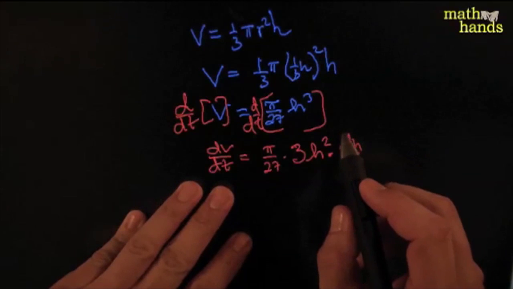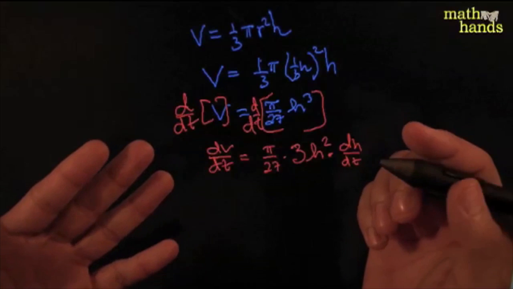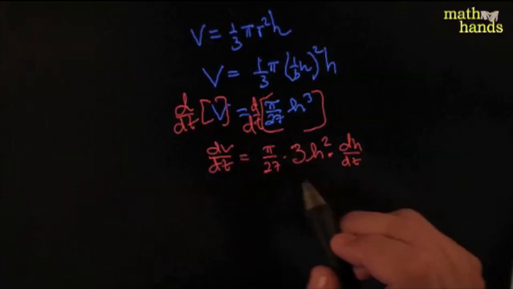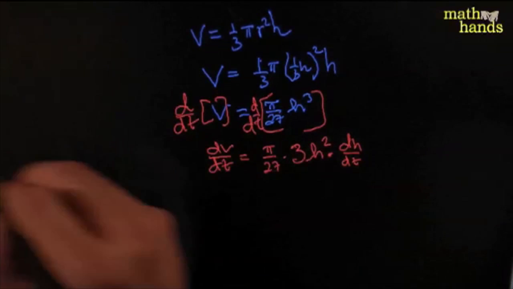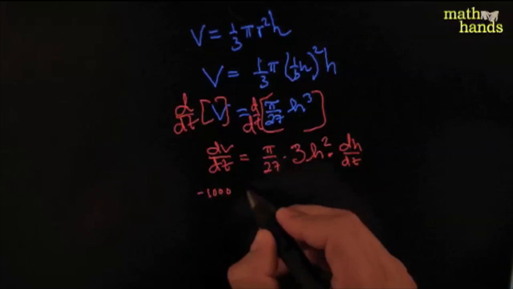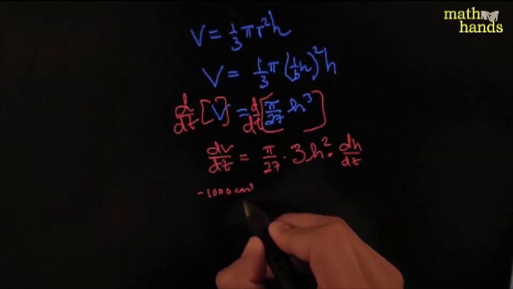That was the dV/dt part. The rest is duck soup, because here comes the hard part, the plug-in part. We're going to plug everything in there. So we're going to need dV/dt. That was 1,000. Oh, it's actually negative 1,000 cubic centimeters per second.